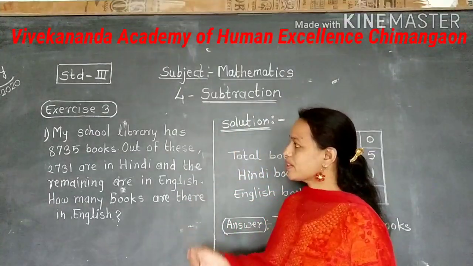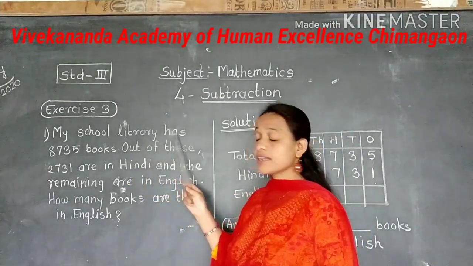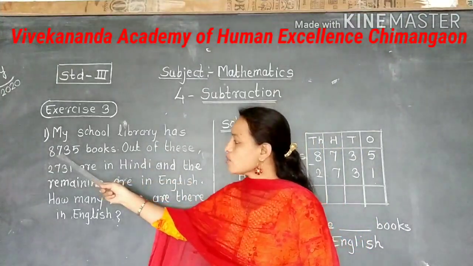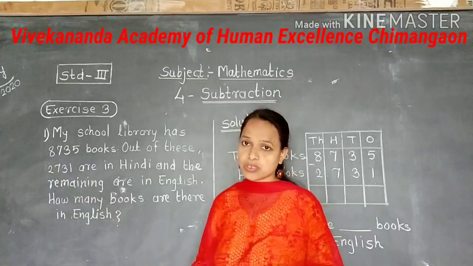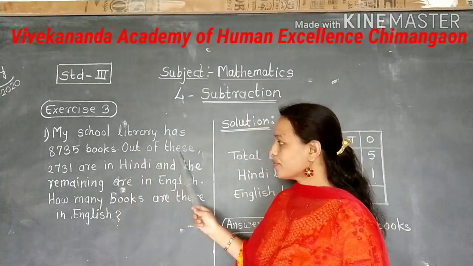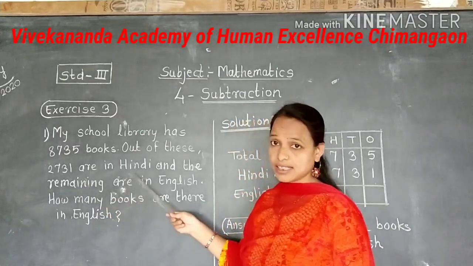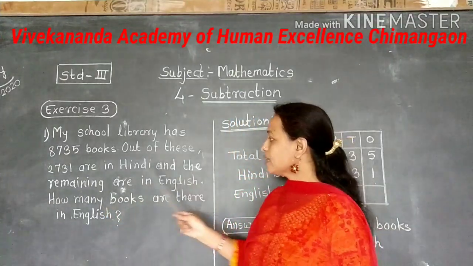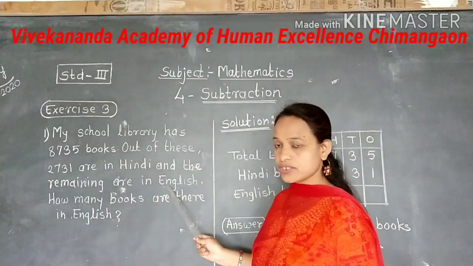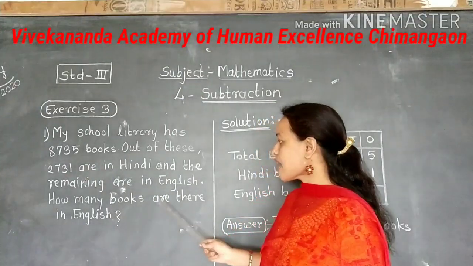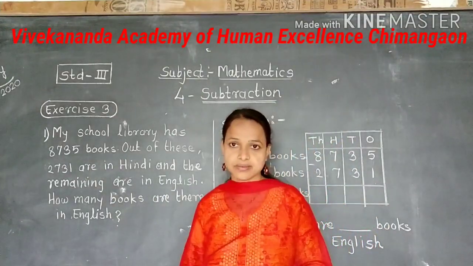Okay? So look here. My school library has 8,735 books. Out of these, 2,731 are in Hindi and the remaining are in English. How many books are there in English?